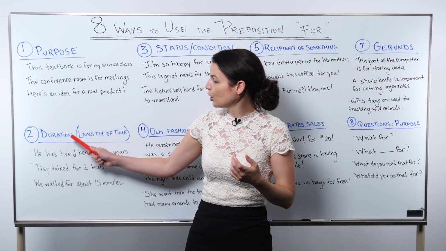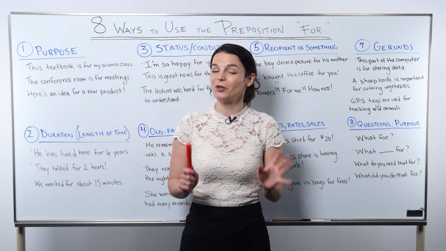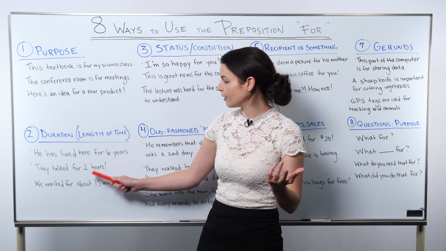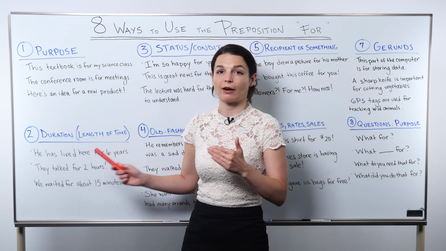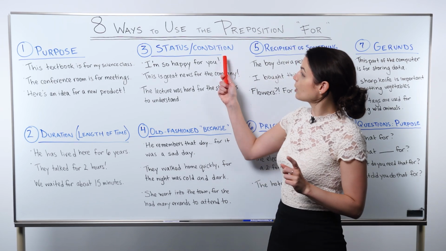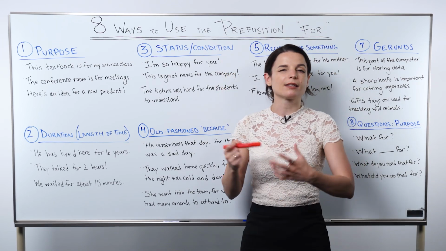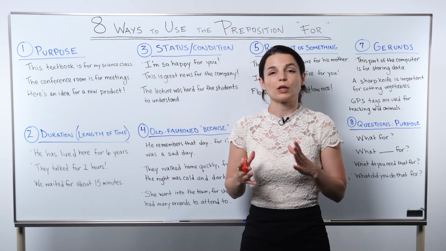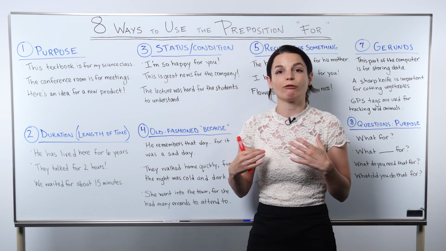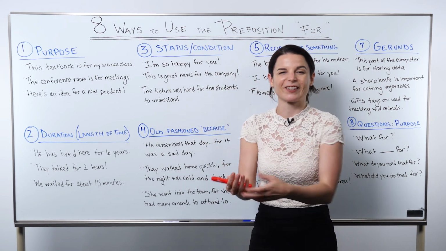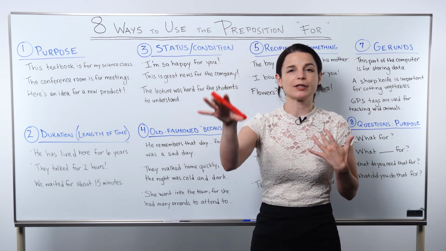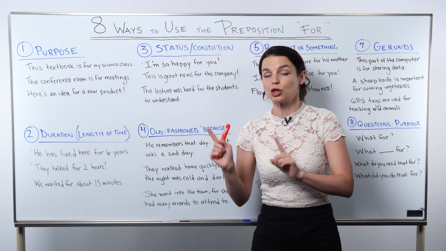So we can use for to talk about duration as well. It's usually very clear when we are using for to describe duration because there's a length of time expression after the preposition. Okay, great. So let's continue to the next use of for. The next use of for, number 3, describes a status or a condition. We use this a lot when we want to express an emotion that we feel for someone else. Sometimes we feel happy or sad or excited about someone else's news, and we use for to express that.